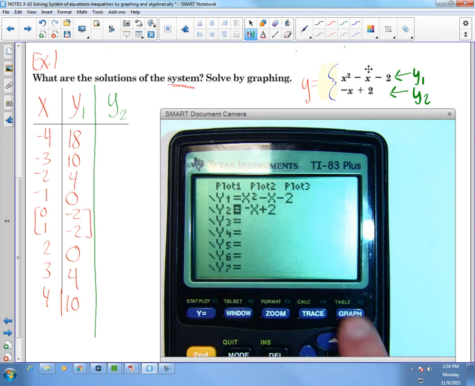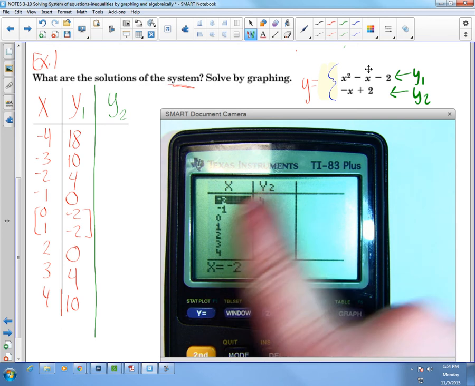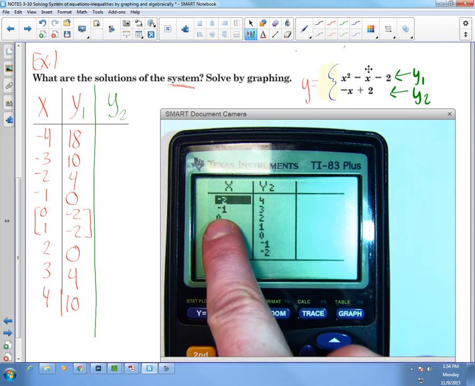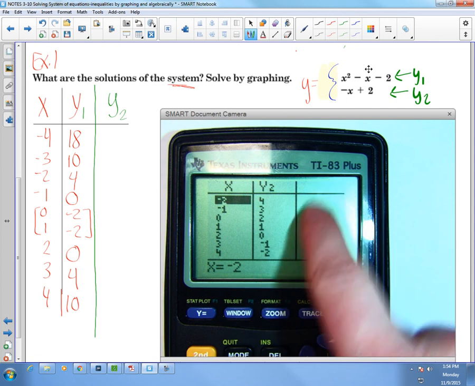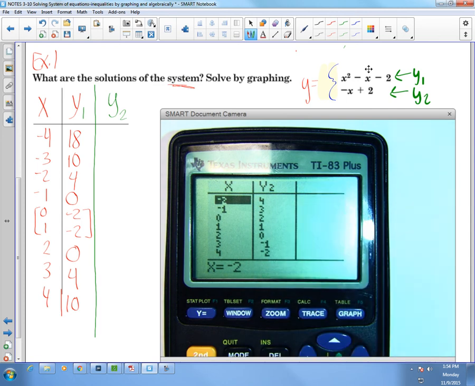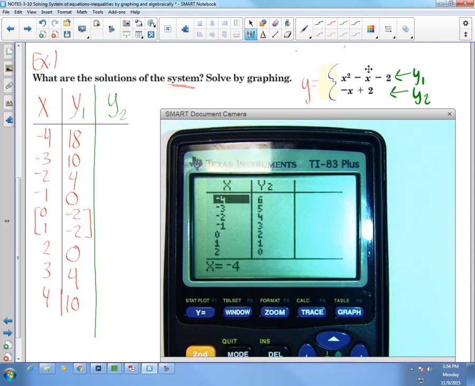I go second table, and now I only see the x values, and the middle column I have on the board is hidden, and y2 is showing. So again, we need these from negative 4 to positive 4. So negative 4 is 6, you can just write them down. 5, oh, this is interesting.